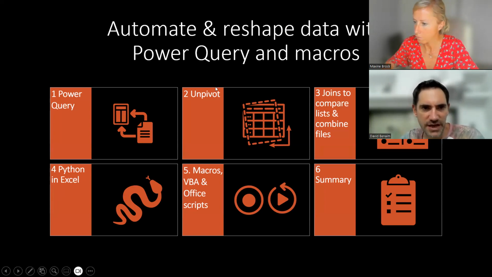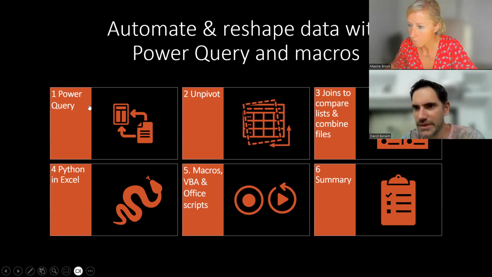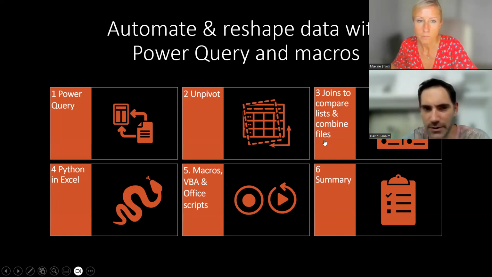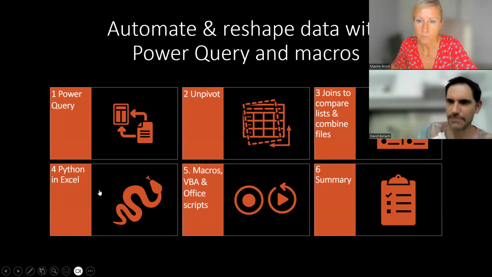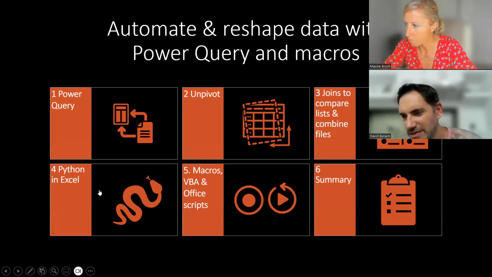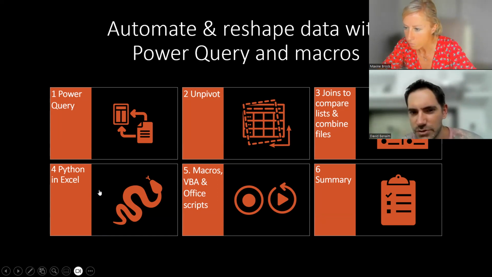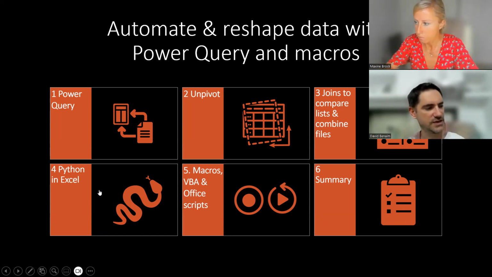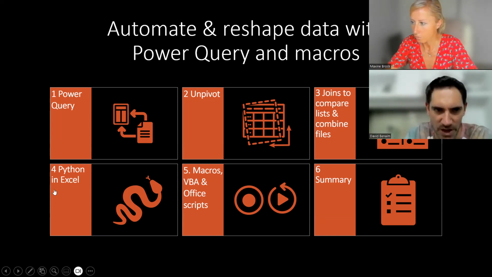So we're going to kick off with Power Query, the intro, and then the next two things are going to be continuations of Power Query. Number 4 is looking at Python, which is what I just talked about. Number 5 is macros and VBA, and this new kind of language called Office Scripts that Microsoft is launching, and then we'll summarize these afterwards.